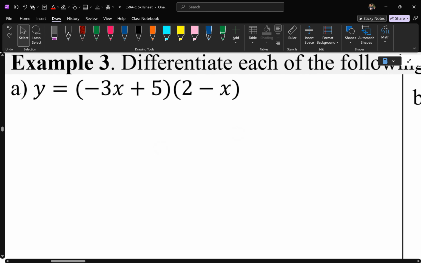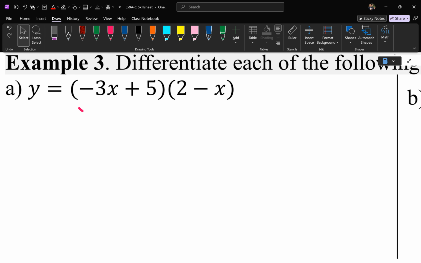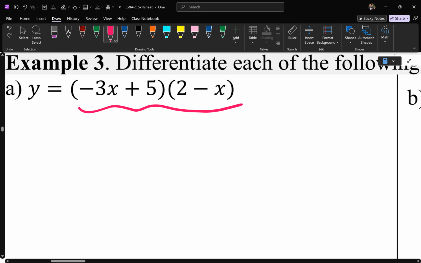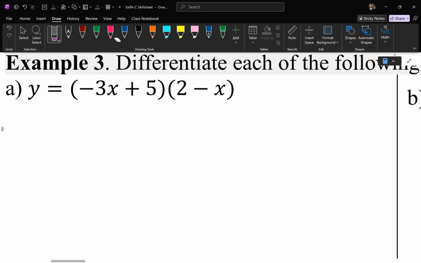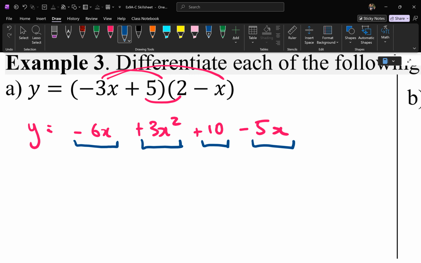We cannot differentiate negative 3x by itself, 5 by itself, 2 by itself, minus x by itself, because they're currently one expression. The rule only works for each term. This is why you have to expand the terms first. So expand the terms, and you get negative 6x plus 3x squared. Then you do plus 10 minus 5x. Now, each of these are individual terms. They're all individual power terms or power functions. And because of that, you apply your power rule to each one.